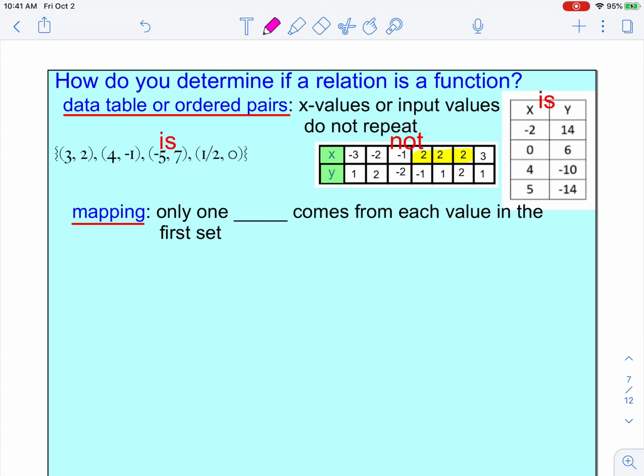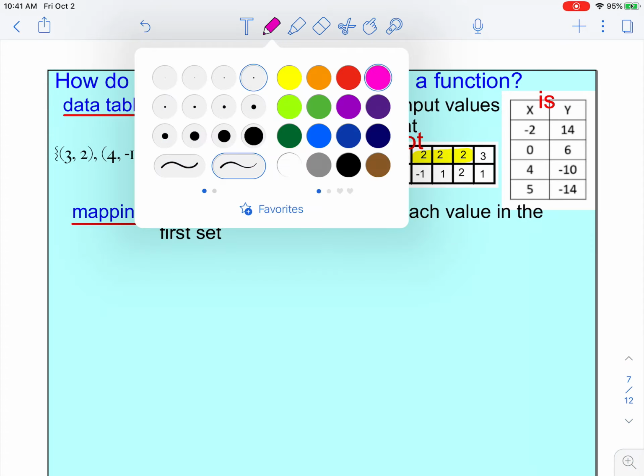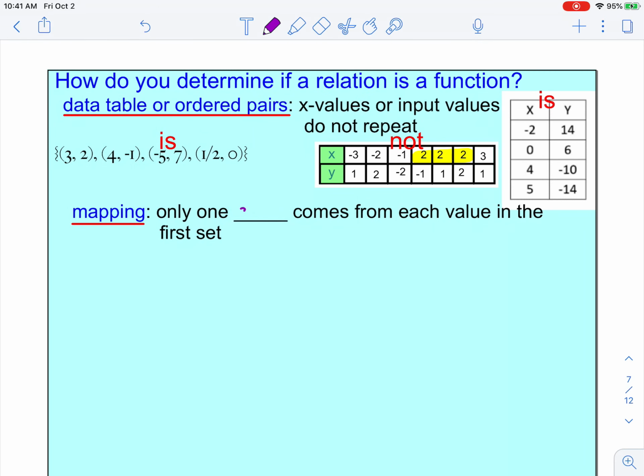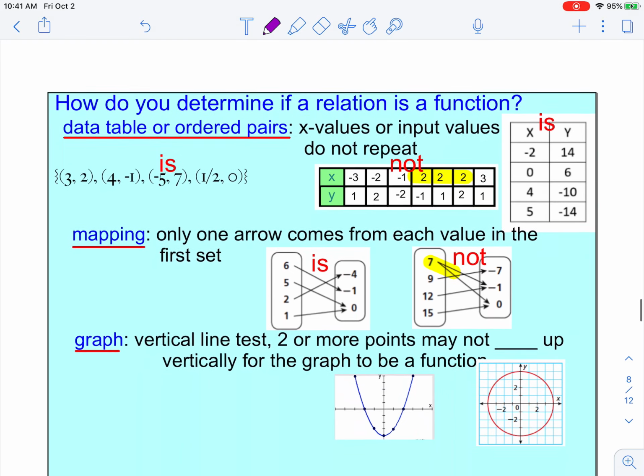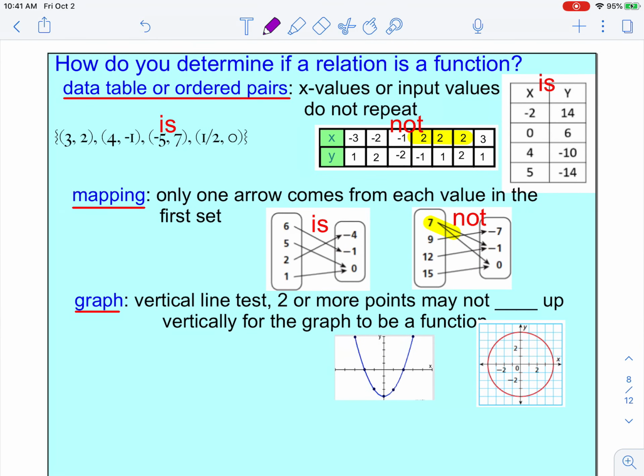So let's go to the mapping. For a map, what you're looking for is only one arrow coming from each value in the first set. So here's what we can look at. This one is a function because each x value has only one arrow coming from it. But notice on the second one, the 7, and we looked at that earlier, has two arrows coming off of the same number, and that's how we know it's not.